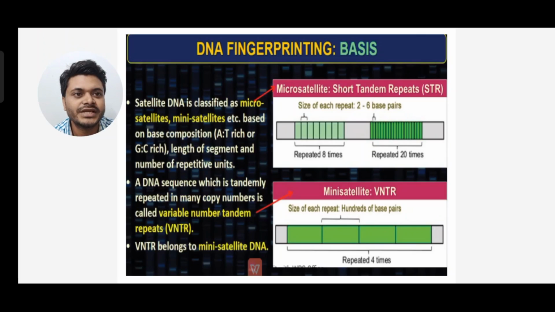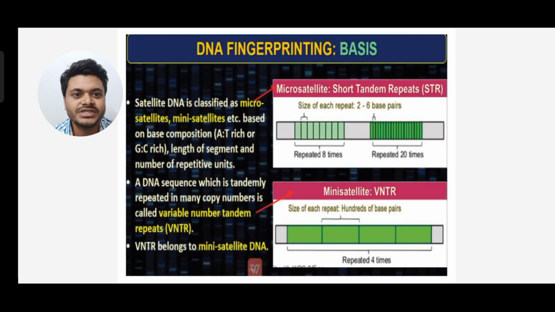Now you can see microsatellite, also called short tandem repeats, that is STR, and another one, minisatellite, that is VNTR, variable number of tandem repeats. Satellite DNA is classified as microsatellites, minisatellites, etc., based on the base composition, whether it is rich in adenine and thymine or rich in guanine and cytosine, the length of the segment and the number of repeat units.